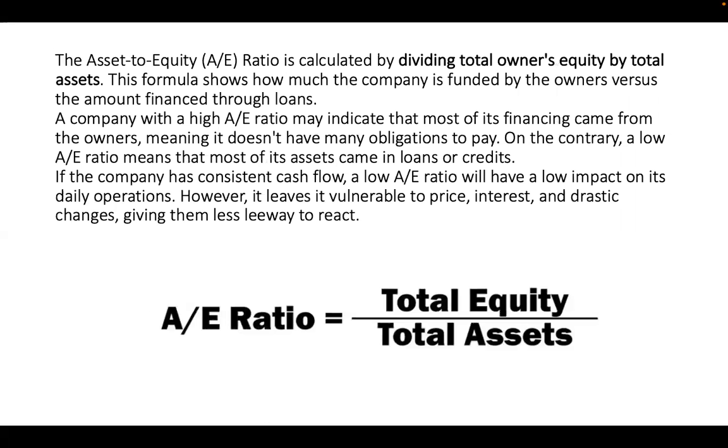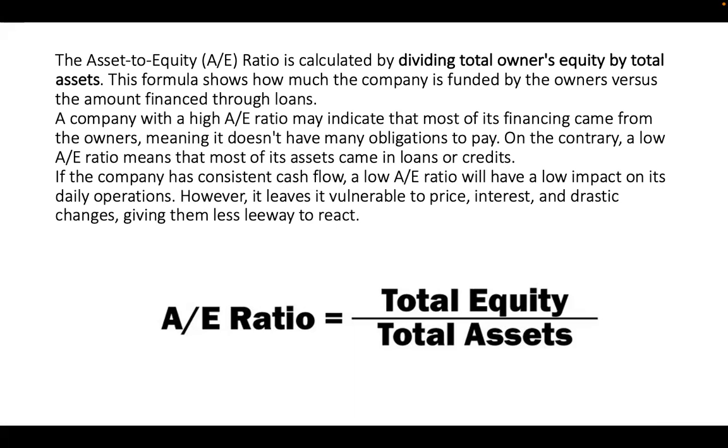Now AE ratio, AE means asset to equity ratio. तो सिंपल इसी में से फॉर्मूला निकला है, टोटल इक्विटी डिवाइडेड बाय टोटल एसेट्स. It is a ratio calculated by dividing total owner's equity, ओनर का कितना पैसा लगा हुआ है, by total assets, कंपनी के पास कितनी है. This formula shows how much the company is funded by the owners. तो ये फॉर्मूला बताएगा कि कितना परसेंट पैसा कंपनी में ओनर ने लगाया हुआ है versus the amount financed through loans, और कितना हमने लोन लिया हुआ है.